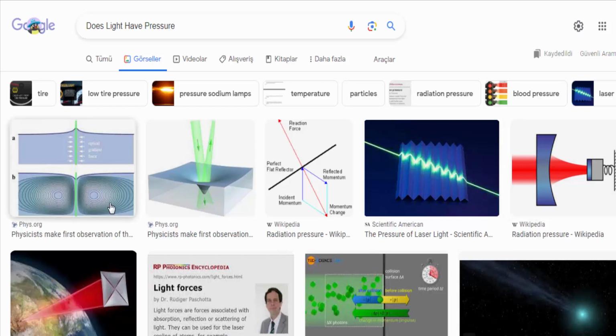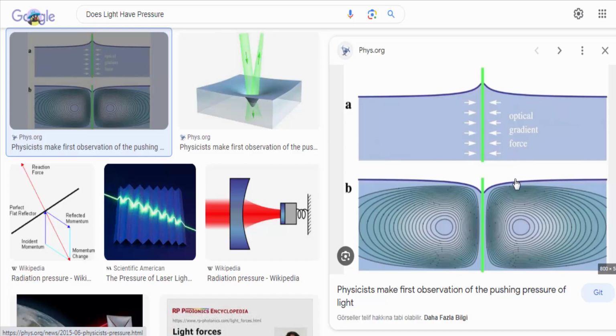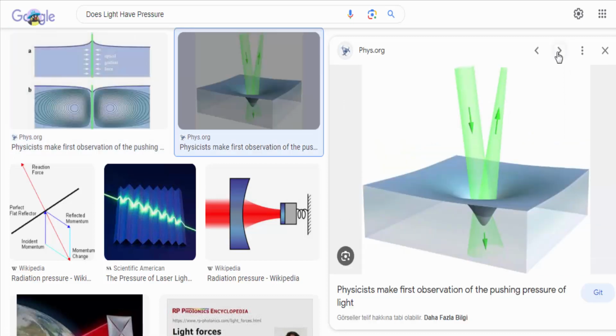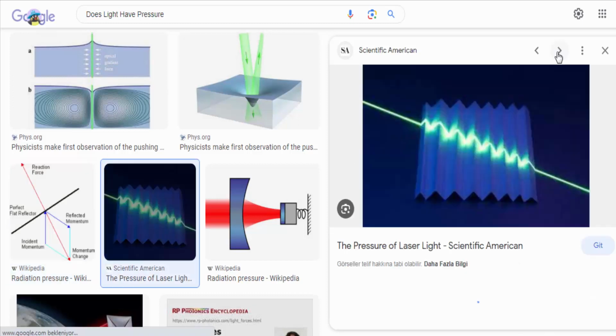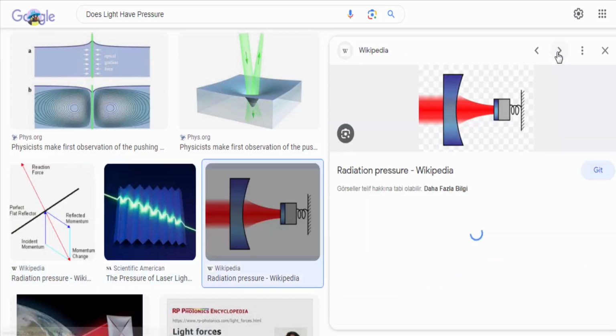Yes, light exerts a tiny amount of pressure when it interacts with matter. This phenomenon is known as radiation pressure or solar pressure. It arises from the transfer of momentum from photons, particles of light, to the surface of an object. According to classical physics, the pressure exerted by light can be understood using the concept of conservation of momentum.